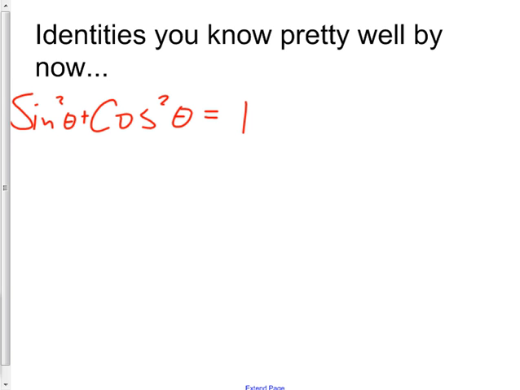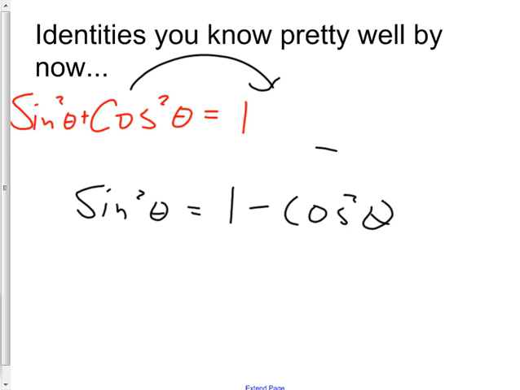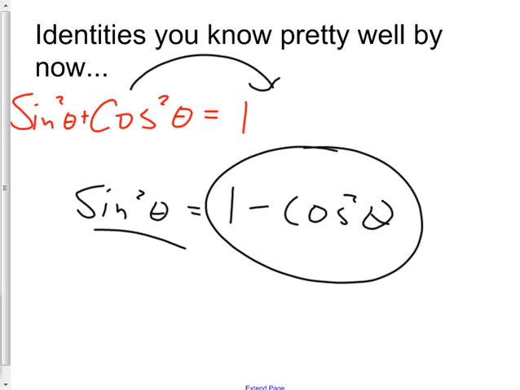So many things can come from that. Like if you just want to subtract the cosine and put it over here to the other side, then I'll have sine squared theta is equal to 1 minus cosine squared theta. So if I saw 1 minus cosine in a problem, then I should replace it with sine.